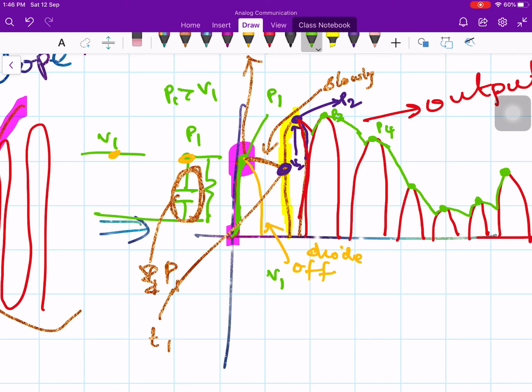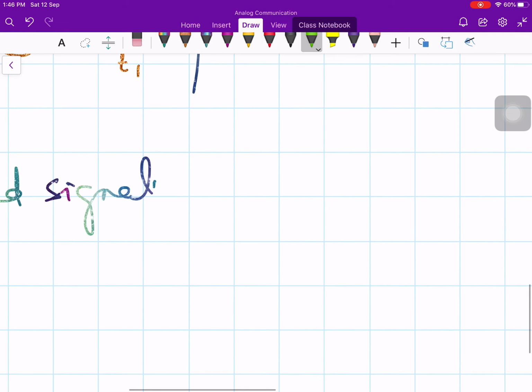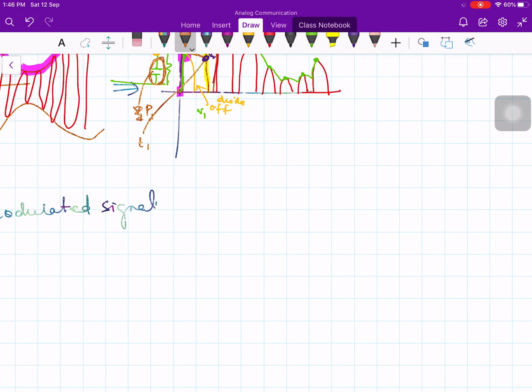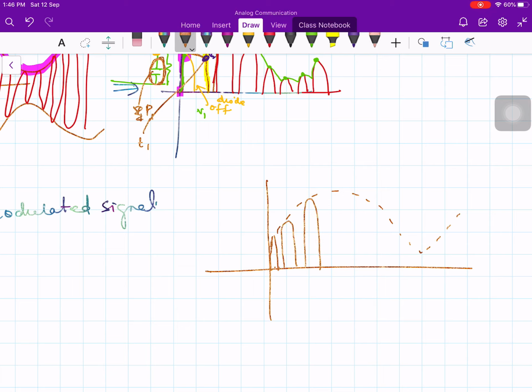So let me explain one more time, because this operation is a little complicated. So let's say this is your envelope like this. So you have this waveform like that.